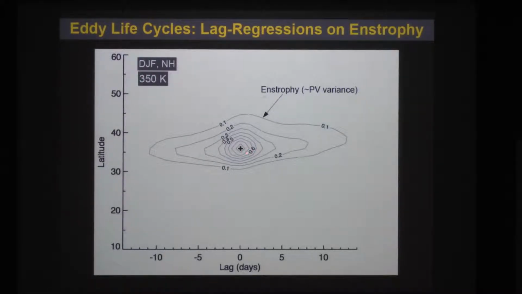I picked the latitude where I have the peak in my upgradient PV fluxes. And I take the PV variance at that latitude over northern winter. And then I regress the field over time and latitude onto that index there. And so the first thing is just the Enstrophy regressed onto itself. And you see that it amplifies and then it decays, so that's expected. The time scale is about a week or so, typical synoptic time scale. You can also see that it's slightly moving forward as it does so.